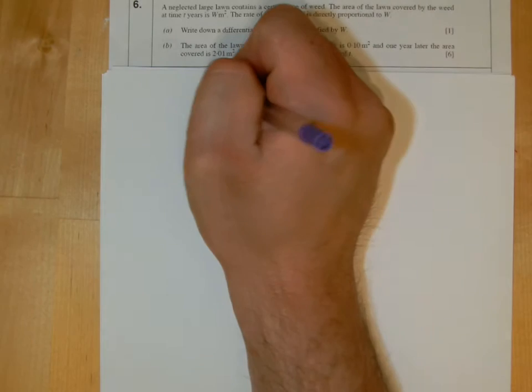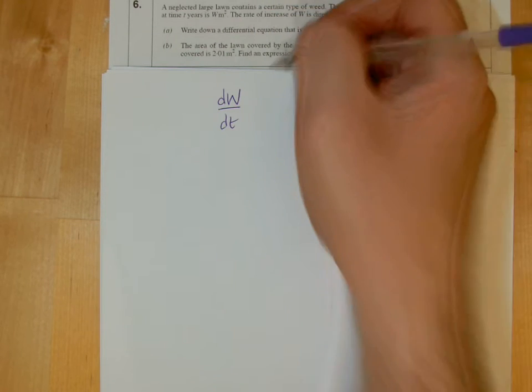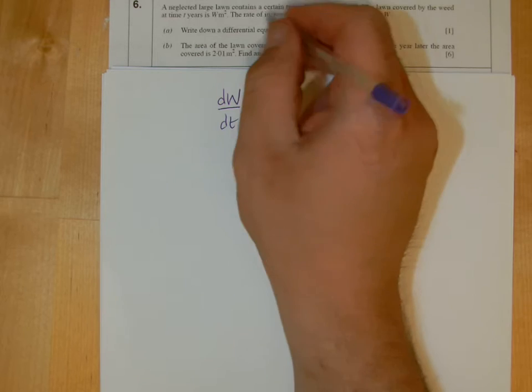Okay, so we've got a neglected large lawn, which contains a certain type of weed. The area of the lawn covered by the weed at time t years is W. The rate of increase of W is directly proportional to W. So it doesn't surprise me that it's increased, because when there's weeds there, they just keep on increasing. So we've got here the rate of increase of W, how W increases over time, right? That gradient function is going to be positive because we see that word increase here.